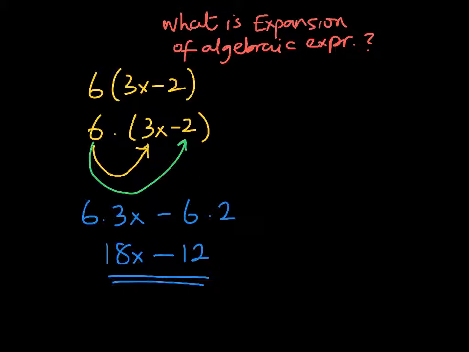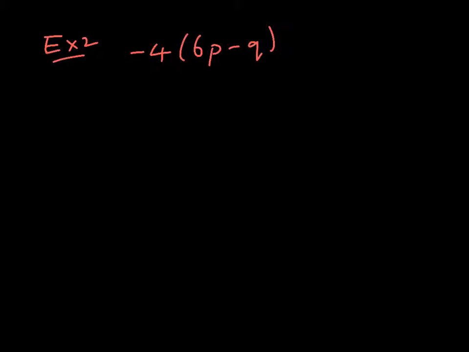Let's look at a few examples to help us concretize our understanding of this subject. Negative 4 into 6b minus q. So here we have a negative value outside of the bracket. Just like we worked with the positive value, we also do the same with the negative value. So the first step is that you want to distribute the numbers. So remember, the negative 4 is distributed to the 6b, and it's also distributed to the q.